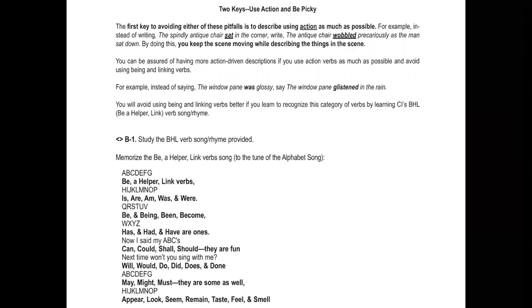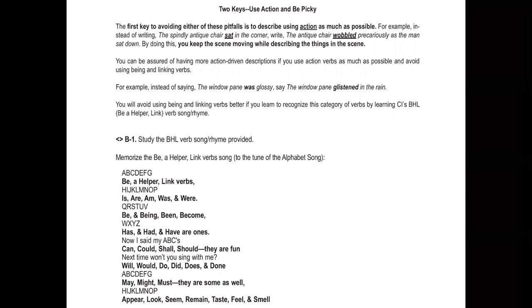But on the slides, you'll see, again, it's the same in the slides that is in the teacher's notebook. I just want to clarify that if I'm teaching from something on the slide, you have it in your teacher's notebook. So here we have two keys: use action and be picky. The first thing I teach is how to get rid of being, helping, and linking verbs.